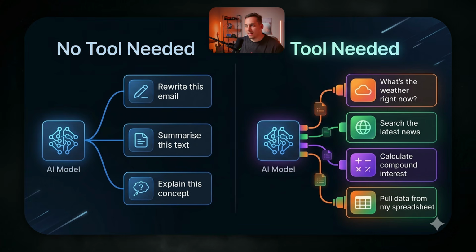You get an email and you want to write something down. You're very bad at writing, like I am. So you select your writing and you copy paste it into an LLM and it can write it for you. It doesn't have to search the web for that. Similar to summarizing text or explaining a certain concept, it can do that inside of its own boundaries. When you need a tool is, what's the weather right now? Searching the latest news happening right now, calculating compound interest, advanced calculations, and pulling data from a specific spreadsheet in a different place like Notion or Google Sheets.